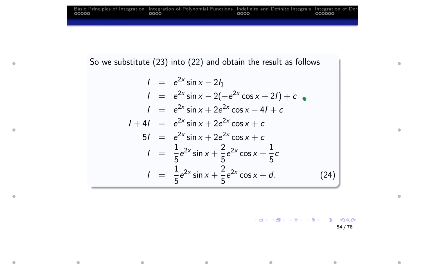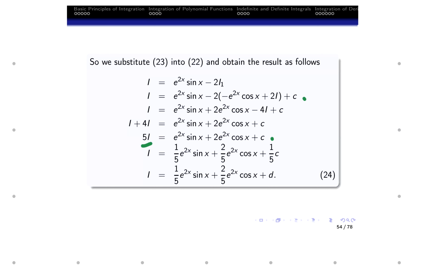So you can collect the i's together. So you have I plus 4i equals e raised to power 2x sin x plus 2 e raised to power 2x cos x plus this c, the arbitrary constant. So now I plus 4i is 5i, and this is equal to e raised to power 2x sin x plus 2e raised to power 2x cos x plus c.